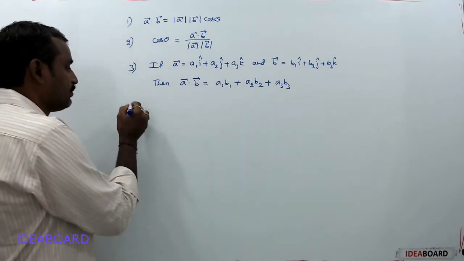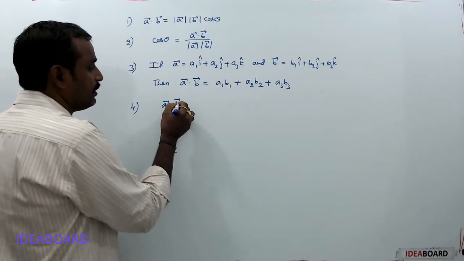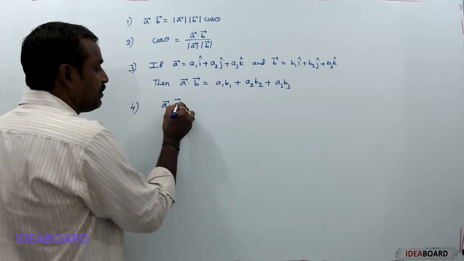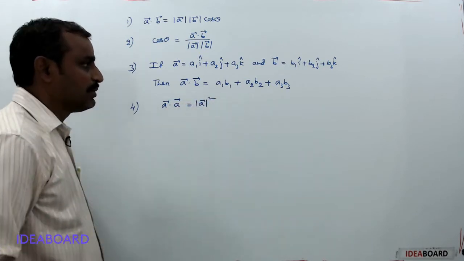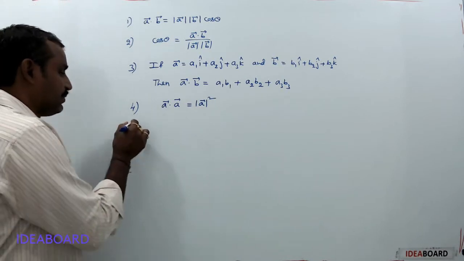Now fourth one: a bar dot a bar is equal to magnitude of a bar whole square. a bar dot a bar is magnitude of a bar whole square. Next, fifth one.